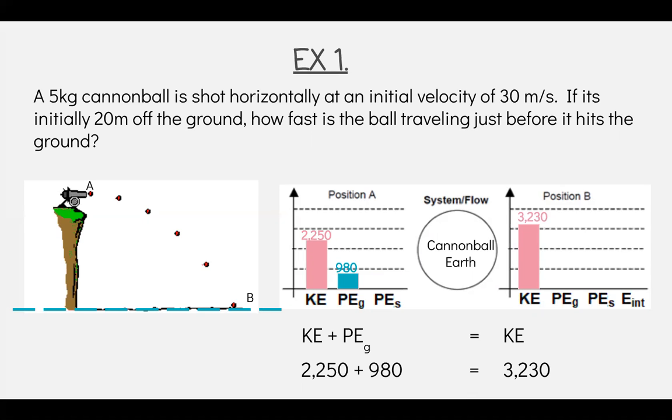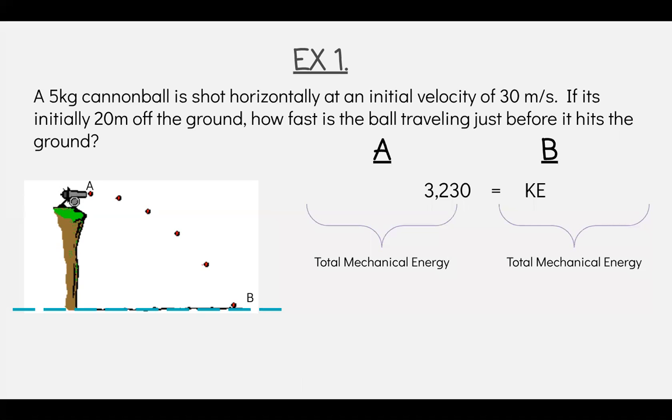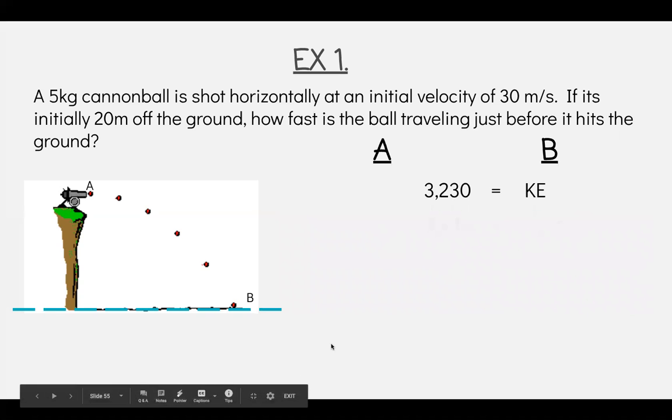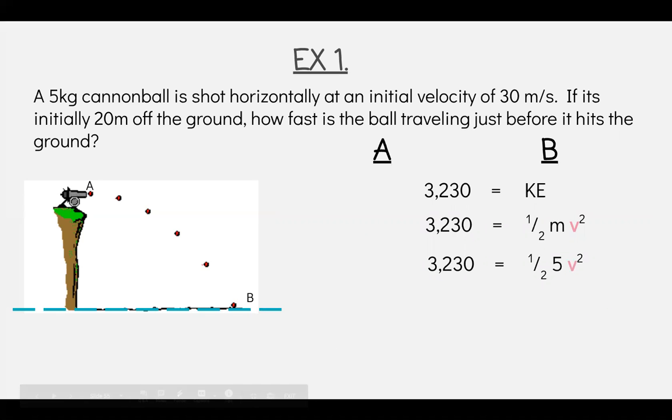So if step 1 was identify the system, step 2, calculate the total mechanical energy. Step 3, set the total mechanical energy at A equals the total mechanical energy at B. That means I know exactly how much kinetic energy is at B. And if I know how much kinetic energy is at B, I can solve backward for velocity. Substituting in 5 for the mass, dividing by 2.5 on both sides.